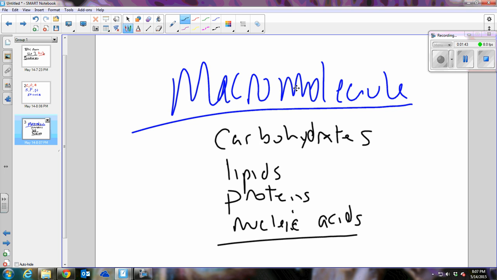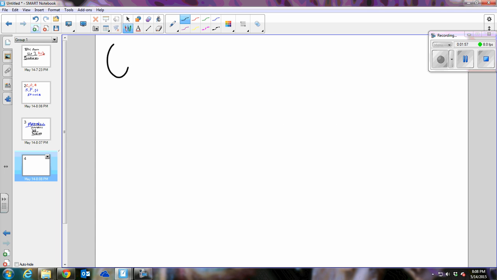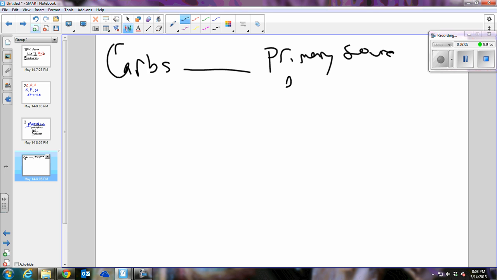And for each one we're going to list a function. We're going to talk about what they're made up of. And we're going to talk about what they do in living systems and a few other vocabulary associated with them. So let's talk about carbs first. Carbohydrates. What is their function? They're the primary source of energy for all living things. All right.